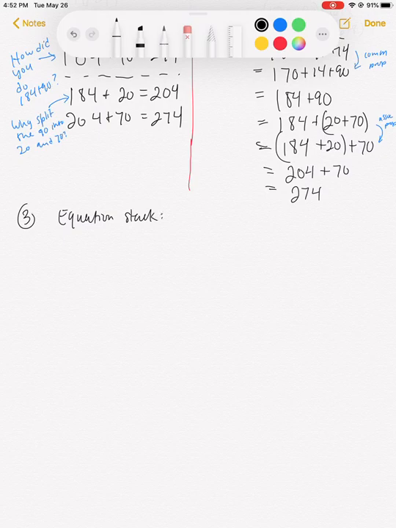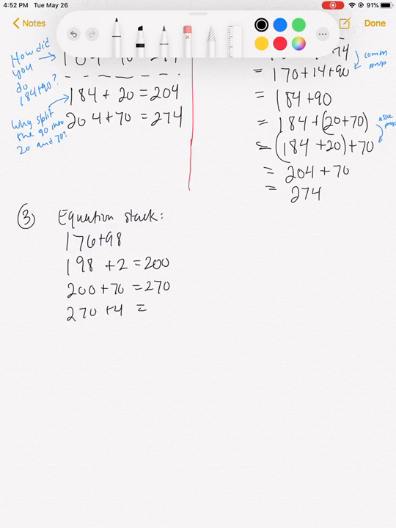Equation stack. Now this one in number 3, 176 plus 98. Remember, we're showing lots of examples so you can see the process that it goes through. Process is what's most important. So the student in the third strategy started by saying 198 plus 2 is 200. Okay. Then they said 200 plus 70 is equal to 270, and then 270 plus 4 is equal to 274.